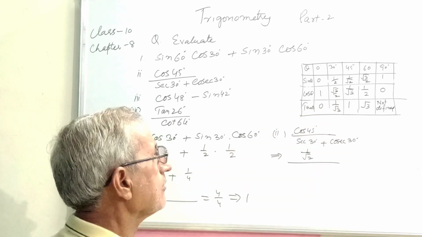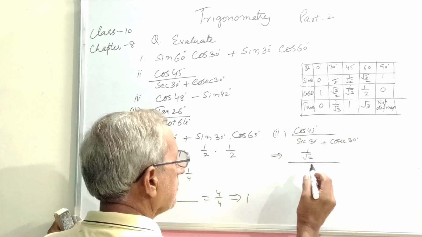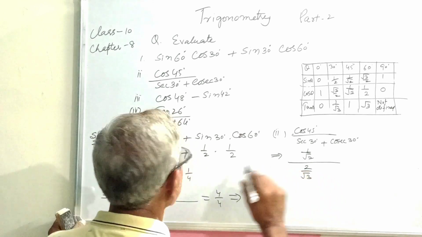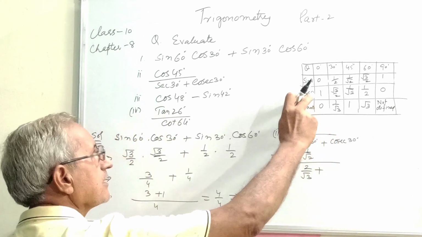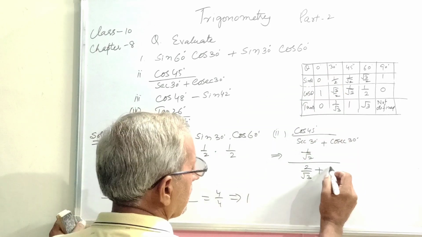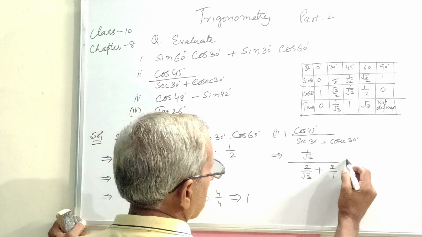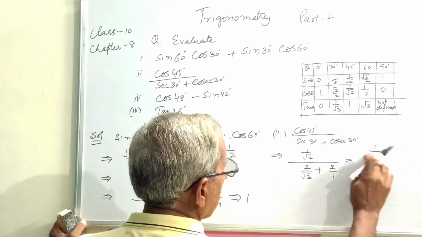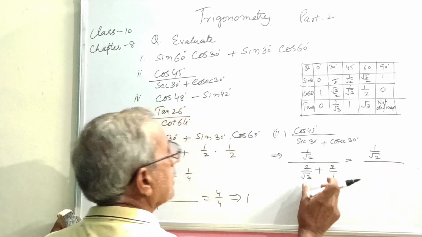So secant 30 will be the inverse of under root 3 upon 2, that is 2 upon under root 3, plus cosecant 30. See, sin 30 is 1 upon 2, so cosecant 30 will be 2 upon 1. The numerator is 1 upon under root 2. So add these two.